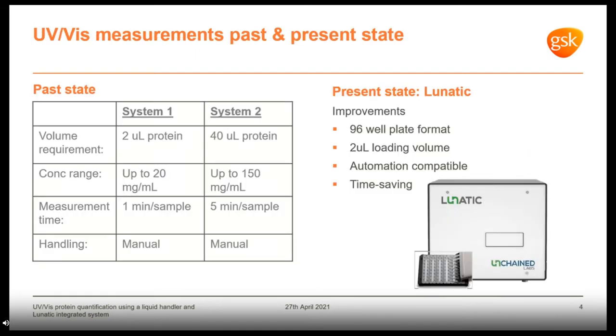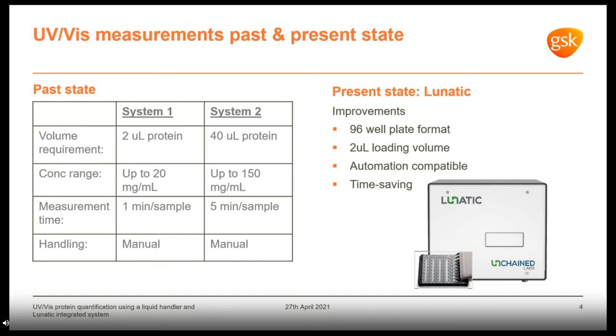So where did we begin? Previously, we would need to perform all sample preparation manually using two different systems for UVVis quantification, depending on the concentration we were trying to achieve. One was used for concentrations up to 20 mg per ml, which was faster, and the other was up to 150 mg per ml. Both systems were manual, and it was possible to measure one sample at a time. If there was a larger panel of proteins, this was challenging and often required repeats due to failed readings or high percentage CV observed between replicates.